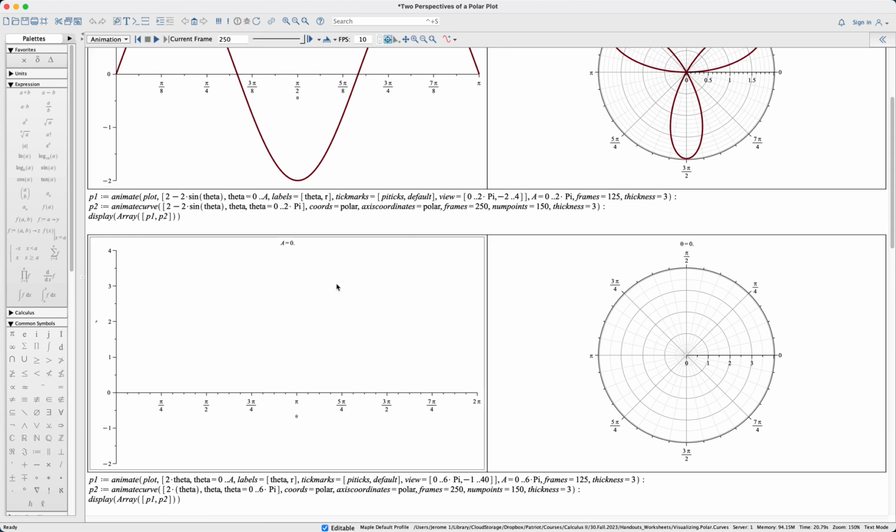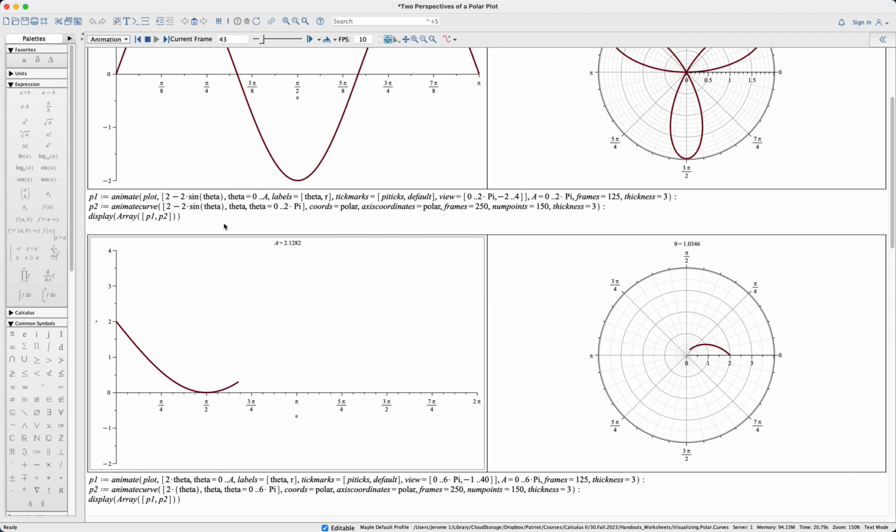So the next one is another kind of trig function. This one has some vertical shifting, and I think some vertical expansion or stretching going on as well. On the left, you're going to see y equals 2 minus 2 sine of x. And then on the right, you're going to see r equals 2 minus 2 sine of theta. Let's see what's going to happen.